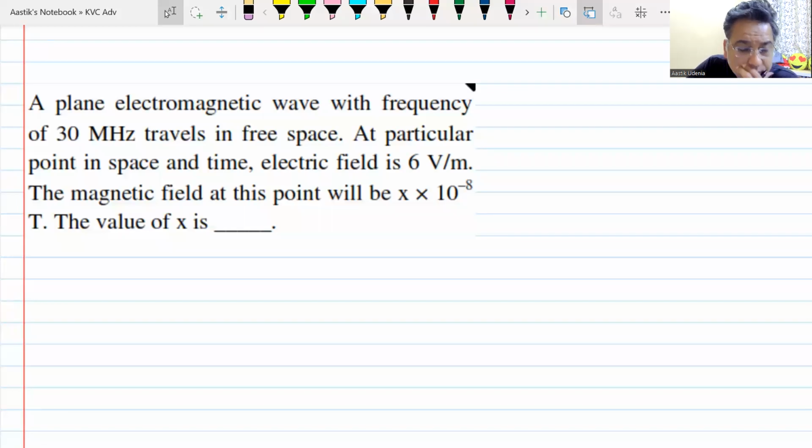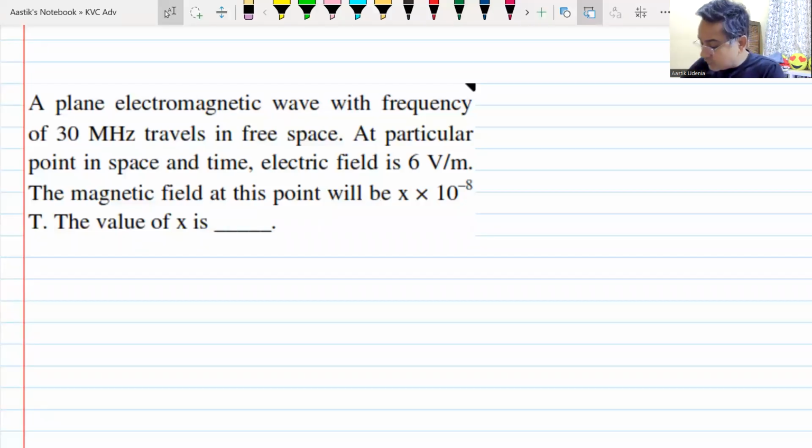This one. I'll give you 2 minutes. How do you get the value of X? C is E by B. So B becomes E by C and you get your answers. Do we understand this? Yes or no? Yes.